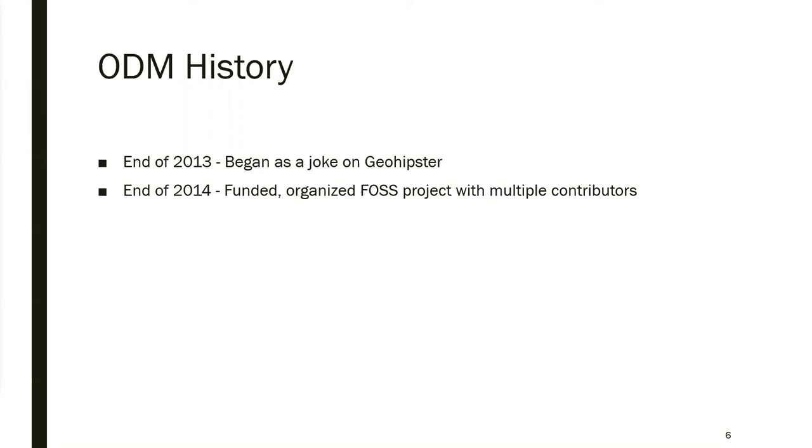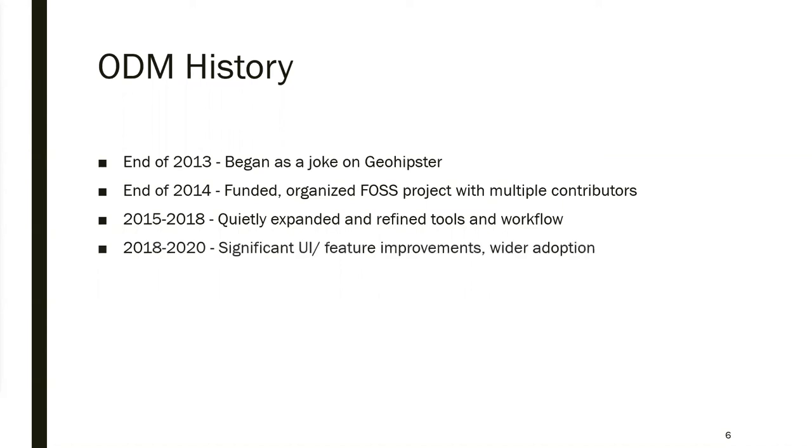But by the end of the following year, Stephen had gathered a group of people together and gotten it funded, and an organized project together with several folks, also funded in part by the place that he worked, Cleveland Metro Parks. And within 12 months had an organized working open source project to accomplish some of those goals. From 2015 to 2018, a small group of contributors and users were just quietly chugging away, expanding and refining the tools and the workflow behind the application. But really in the last 2 years, especially the last 18 months, we've seen significant user interface and feature improvements, a lot of output quality improvements, processing speed improvements, and a significantly wider adoption.